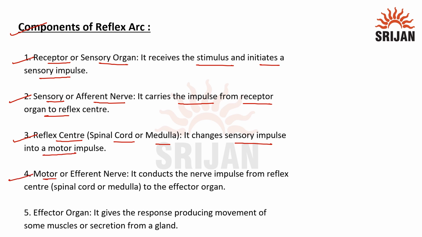Fourth, motor or efferent nerve, it conducts the nerve impulse from reflex center, spinal cord or medulla, to the effector organ. Last is effector organ, it gives the response producing movement of some muscles and secretion from gland.